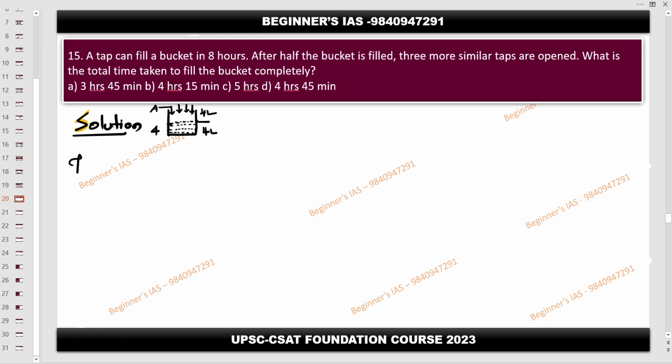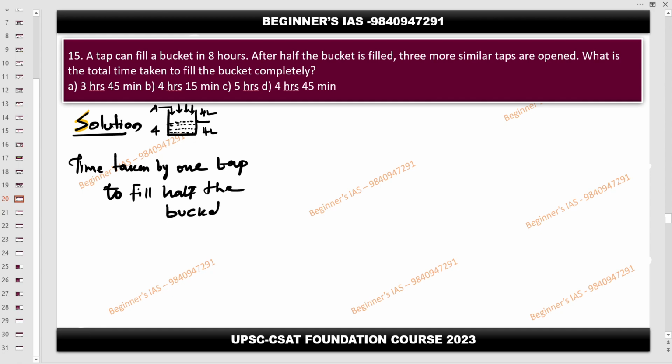So here the time taken by one tap to fill half the bucket, which is equal to 4 hours, whatever be the tap, since everyone is the similar tap having the same capacity. Now listen, let me calculate the part filled. Okay, so now the part filled by 4 taps in 1 hour. So calculate with respect to 1 hour.